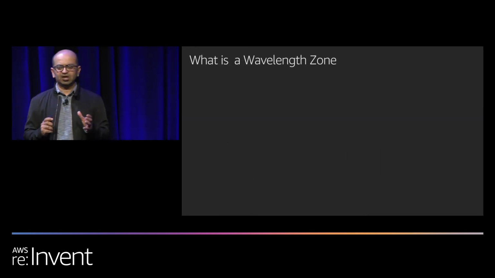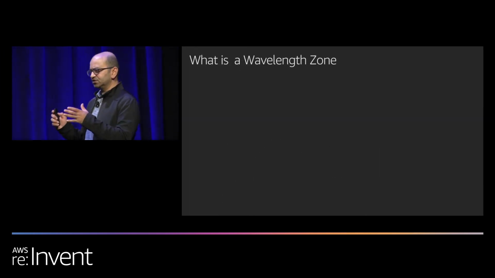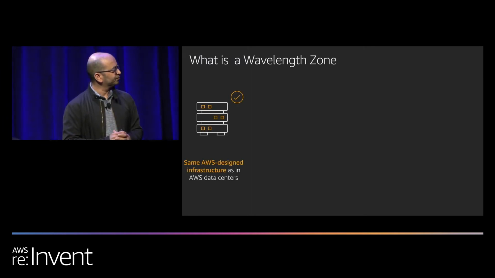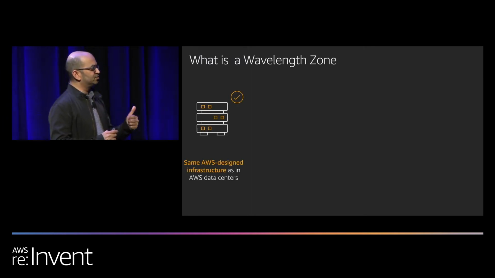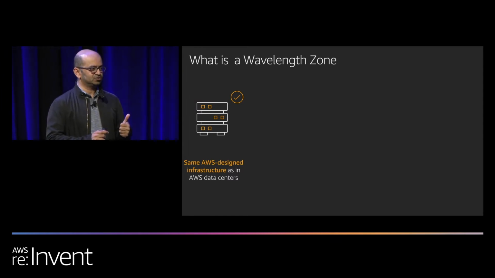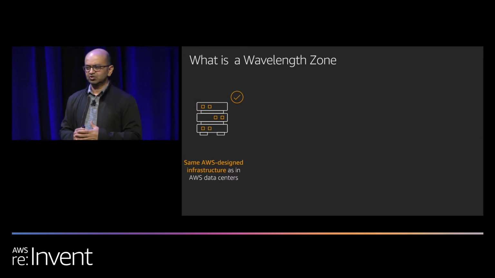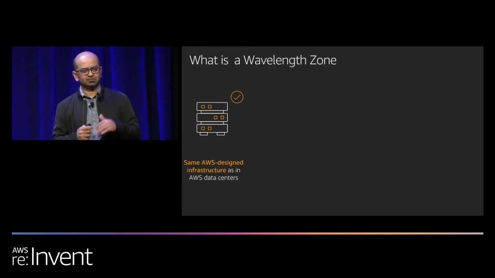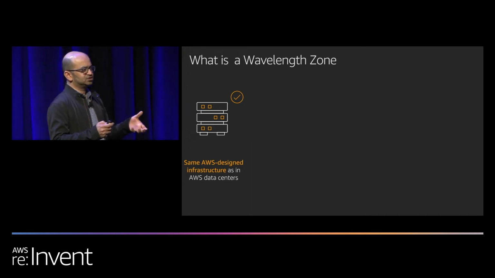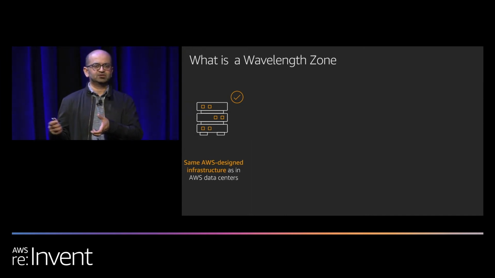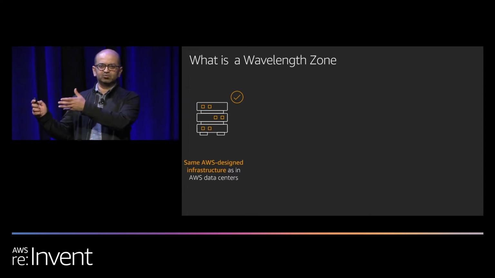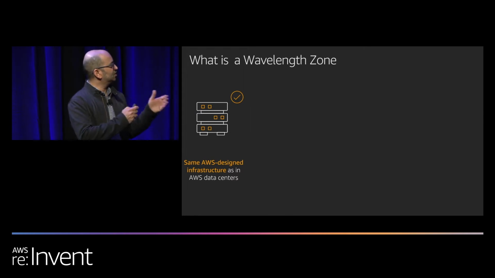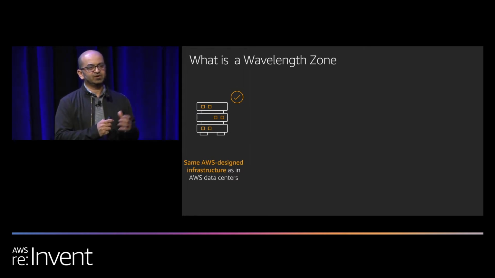Just digging a little deeper, I wanted to point out a few key characteristics of wavelength zones. Firstly, as I mentioned, it's AWS designed infrastructure, same as in the region. So we have designed racks, with power distribution systems, with cabling, with top-of-the-rack switches for integrating into the network. But these hold servers that we use in the regions today, the same servers. So essentially what you're getting is a piece of the AWS region infrastructure in a wavelength zone.